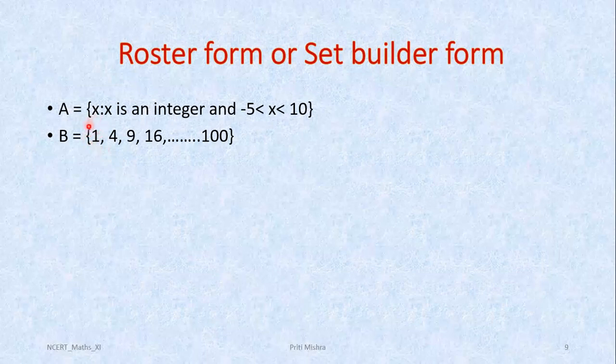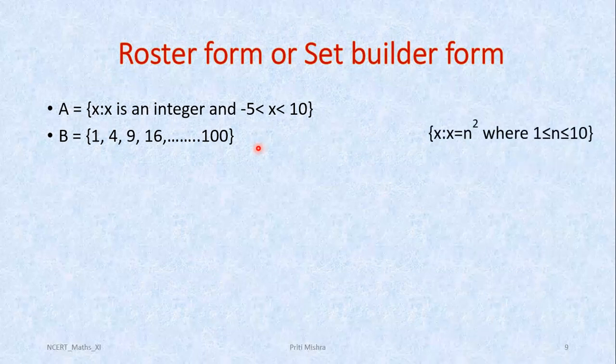See here, the first element 1 is 1 square, 4 can be written as 2 square, 9 can be written as 3 square, 16 as 4 square, and at last 100 is 10 square. So here all the elements are squares of natural numbers starting from 1 to 10. So how will you write it?